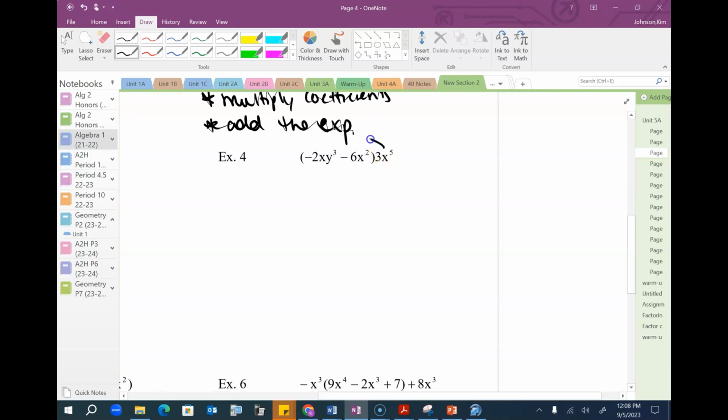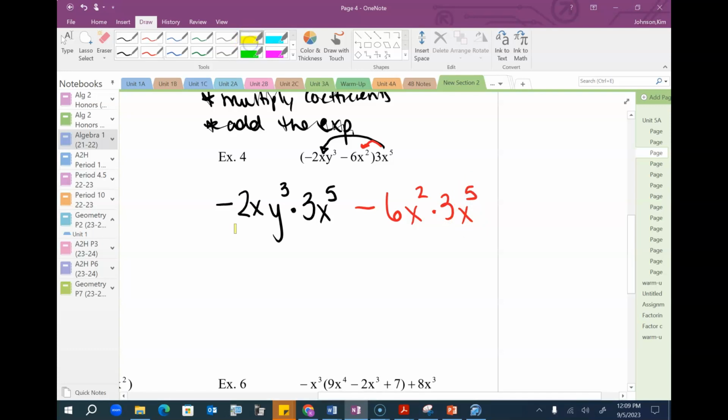We're taking this 3x to the fifth and we're multiplying it by negative 2xy to the third. I'm going to write that out as negative 2xy to the third multiplied by 3x to the fifth. And then I'm also distributing the 3x to the fifth to the negative 6x squared. So that's minus 6x squared times 3x to the fifth. Those are my two terms right now. All right, so let's focus on multiplying this together.